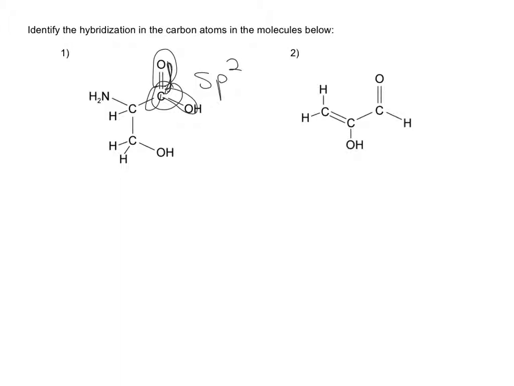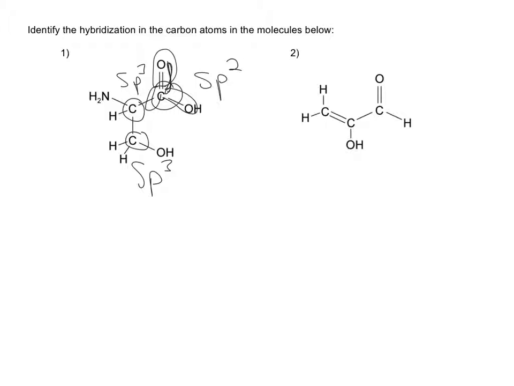Now let's take a look at this carbon here. This one is forming 4 bonds, so we need to use all of our s and p orbitals to make hybrids, and so this is going to be sp3 hybridized. Sorry, the 3 is not very nice. And then the same thing with this carbon here. We've got 4 bonds, so this is also going to be sp3 hybridized.